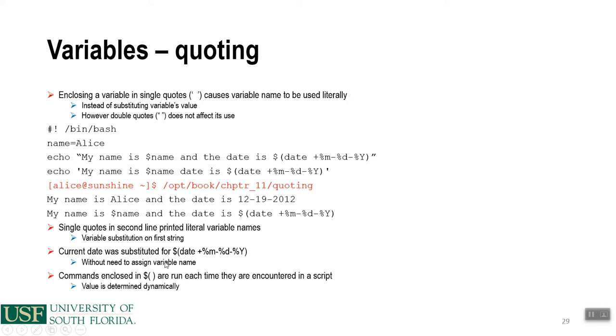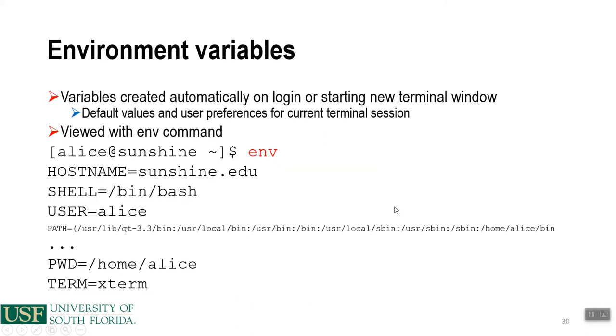The current date was substituted for the date plus %m/ and so on and so forth, without the need to assign a variable name. And the commands enclosed in the $ parentheses are run each time they're encountered in a script, and the value is determined dynamically. So that's the concept of what's called variables within scripts.